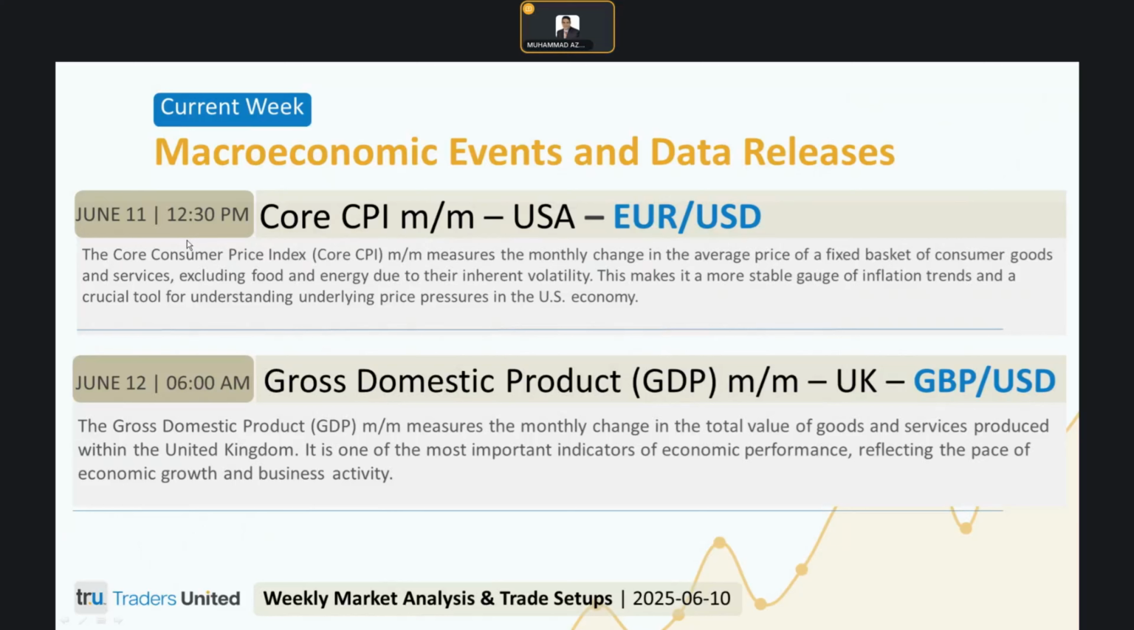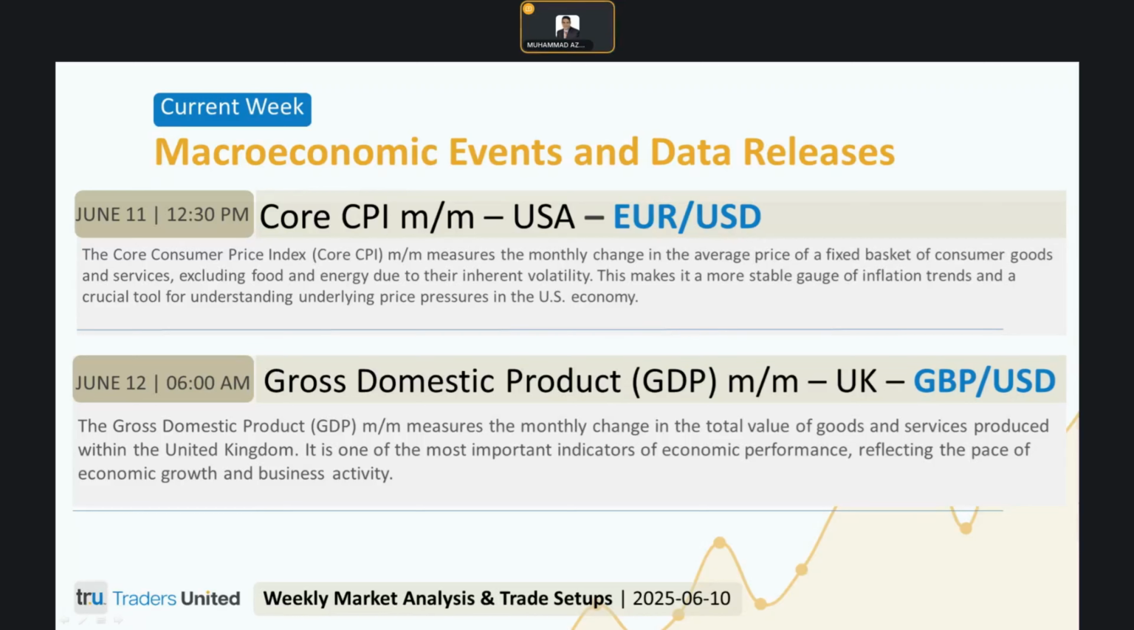So the core consumer price index, the core CPI, month over month, measures the monthly change in the average price of a fixed basket of consumer goods and services, excluding food and energy due to their inherent volatility. This makes it a more stable gauge of inflation trends and a crucial tool for understanding underlying price pressures in the US economy. The core CPI is one of the most closely watched indicators by the Federal Reserve.